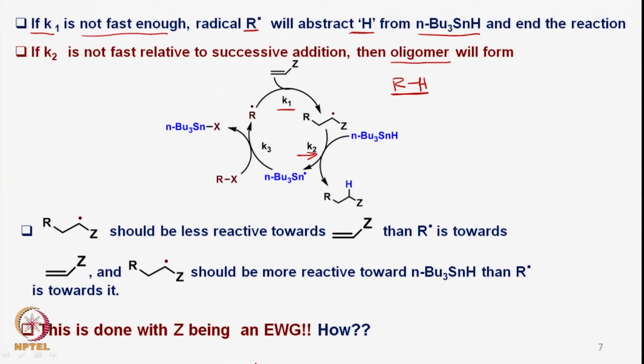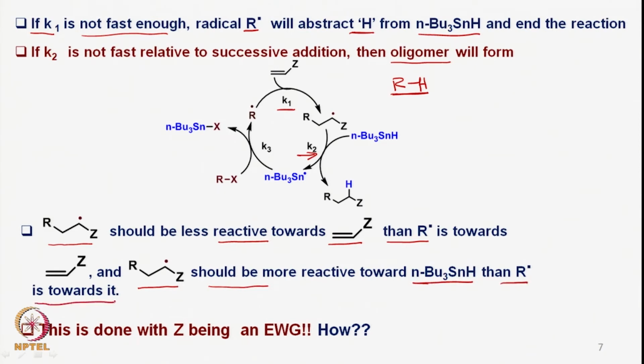So what is important is that this radical should be less reactive towards the original double bond than R dot is towards it. That means this particular radical should not react with the next olefin, so that particular rate should be less than the rate at which R dot is reacting with the double bond. And then this particular one should be more reactive towards the tributyltin hydride than R dot is towards it.